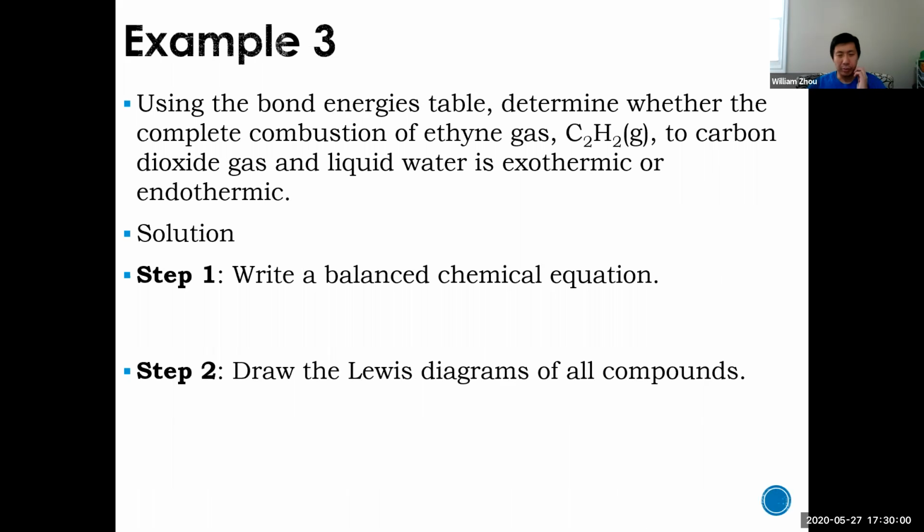All right, so here's example 3. Again, using the bond energies table, determine whether the complete combustion of ethylene, C2H2, to carbon dioxide and liquid water is exothermic or endothermic. I'm going to stop you right here. You can basically tell me the answer right now without doing anything, because you have common sense. What is it? Exothermic. Exactly. How do you know that? Because it's a combustion reaction, and in combustion, energy goes out. Exactly. Thank you.